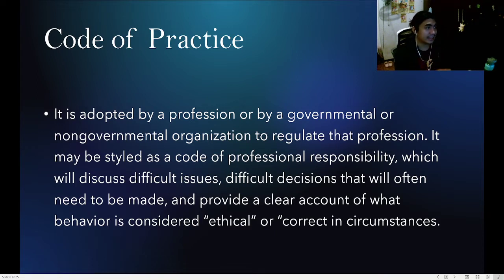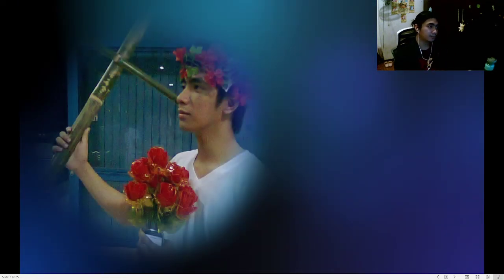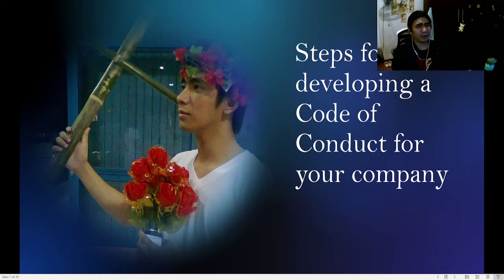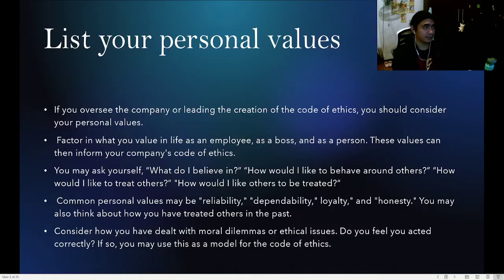Then you can at least have an added code of practice. Okay? So what are the steps for developing a code of conduct for your company? Very simple. You have to first list your personal values as an owner of a business. In order for you to create a conduct inside your company, you have to at least look at yourself and see what your values are.